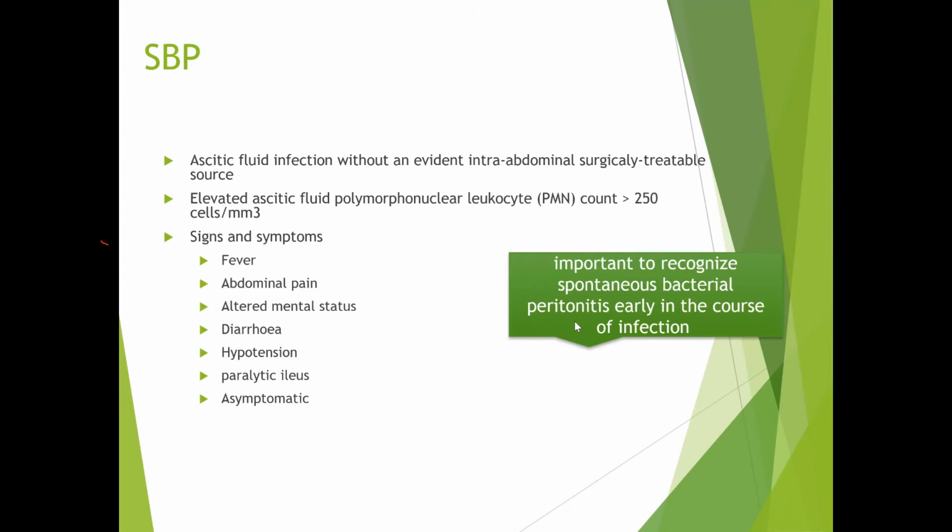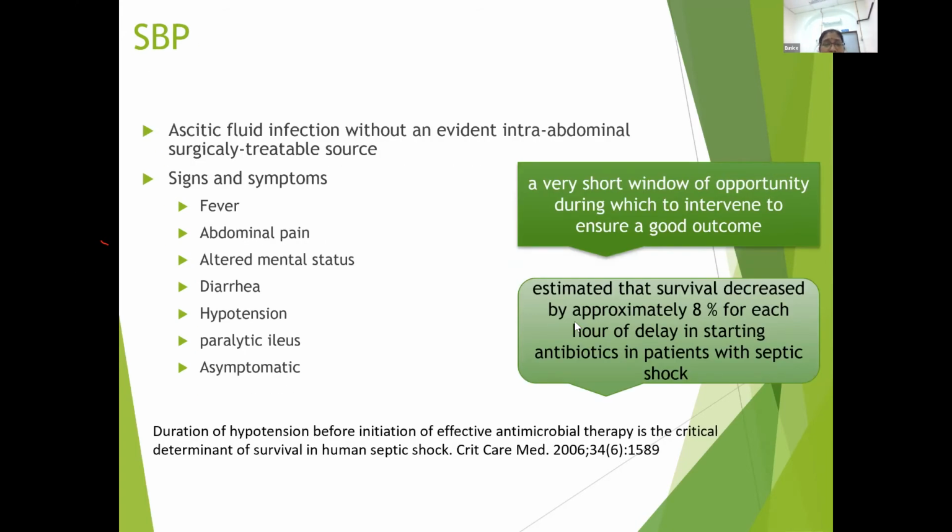It's important to recognize SBP as early in the course of infection because there is a very short window of opportunity during which to intervene to ensure a good outcome. It's estimated the survival decreases by approximately 8% for each hour of delay in starting the antibiotic in a patient with septic shock. So the duration of hypotension before the initiation of effective antimicrobial therapy is a critical determinant of survival in human septic shock.